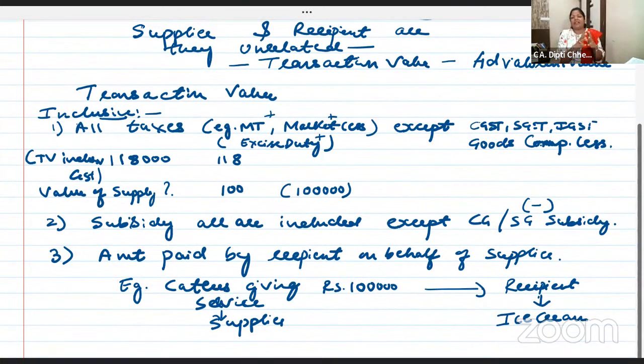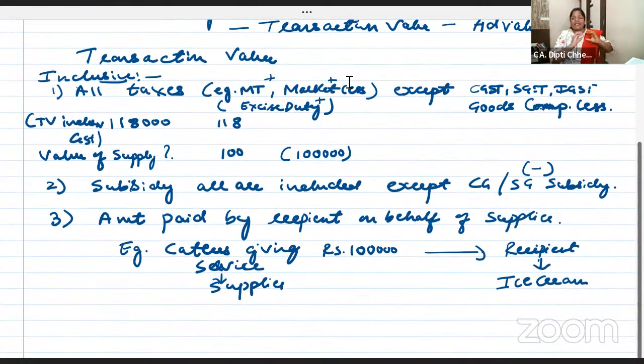And in transaction value, add all the local taxes: excise duty, market cess, your municipal tax, add all of them. But don't include the taxes called CGST, SGST, IGST, and goods compensation cess. Subsidy is very well a part of the transaction value, but if the subsidy is received from the central government or state government, don't include it.